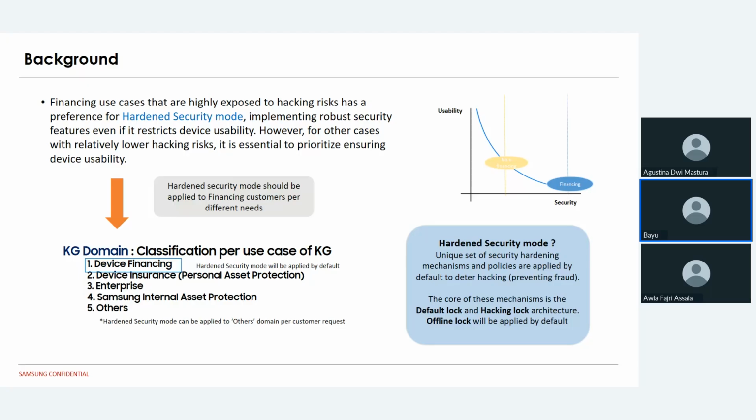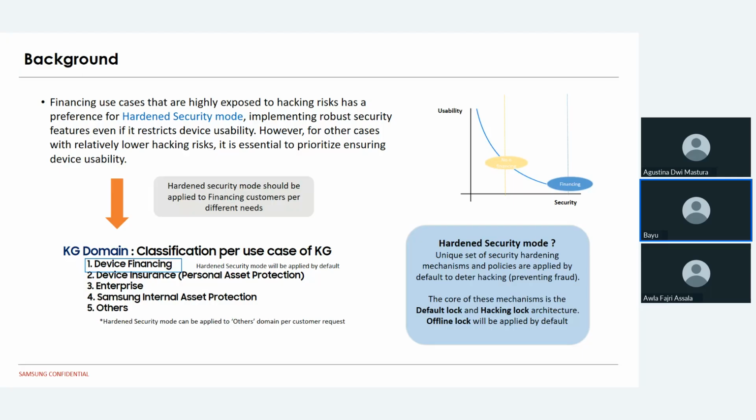For the financing use cases, which are highly exposed to fraud, of course, we require the hardened security mode. This mode implements robust security features, even if they slightly restrict device usability. But conversely, for the non-financing cases with lower risk, our priority remains ensuring a seamless user experience, maximum stability and maximum usability.